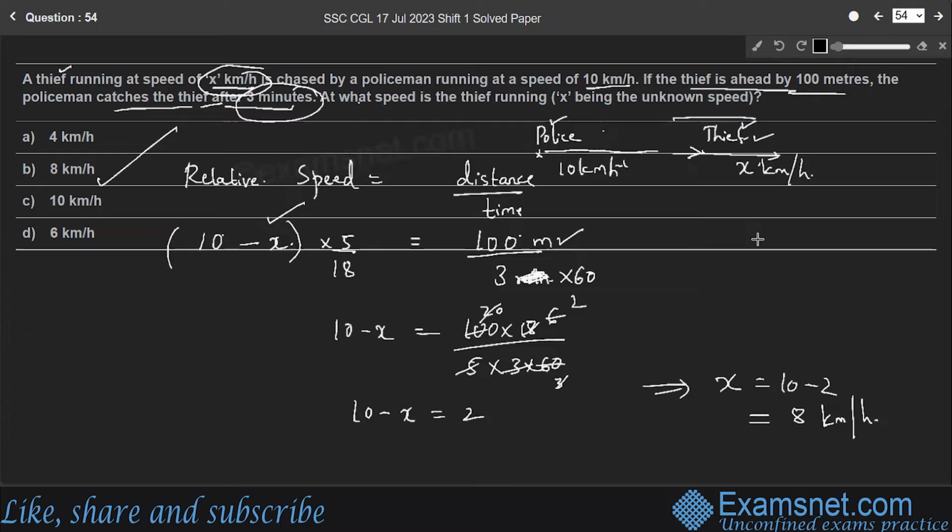Students, here we are using the concept of relative speed. It is applicable only when two bodies are moving in the same direction with two different speeds. Difference in their speed gives relative speed. By the formula, it is distance by time. Here distance is the distance between two bodies. Here distance between police and thief is 100 meters divided by time. So unknown speed x is 8 km per hour. Option B.